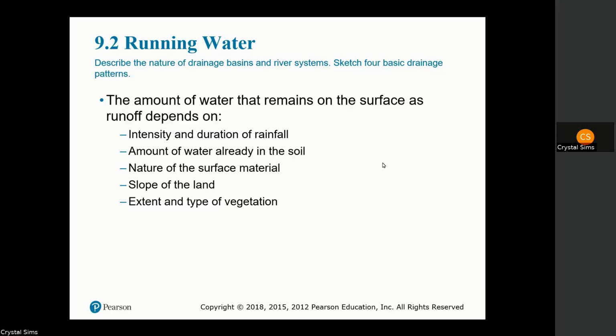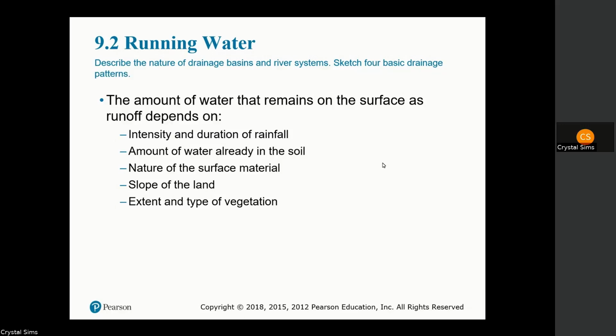What is the nature of the surface material? So what's on the surface? Is there a lot of vegetation that could take in more water? Or is it sandy? Is it rocky? Is it an urban area? Urban areas tend to have a lot more runoff because of all the pavement, all of the concrete, the buildings that are found there.